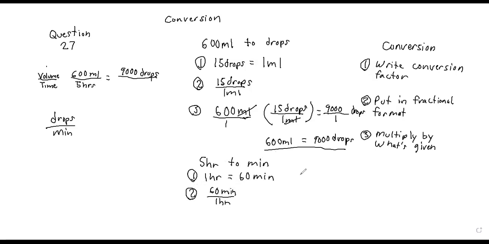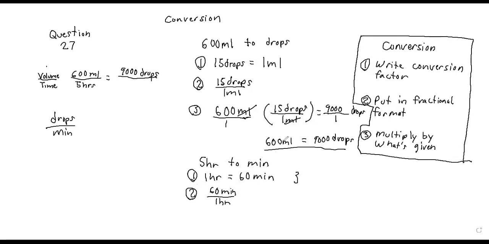And now, let's do step 3 over here. We're going to do the last step again, and this is the conversion procedure that we'll use for both of these. You can put this on an index card if you'd like. So step 3, what does the procedure say? We're going to multiply by what's given. They give us 5 hours, and we're going to multiply that by the conversion factor we got in step 2, which is 60 minutes over 1 hour.